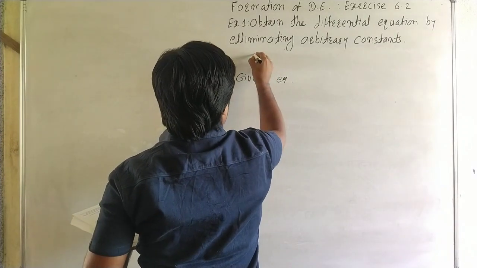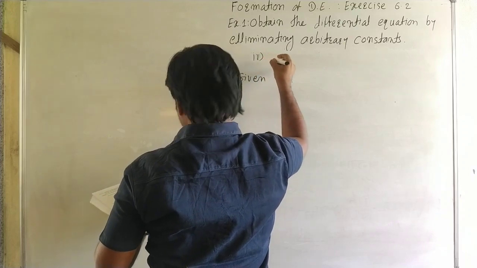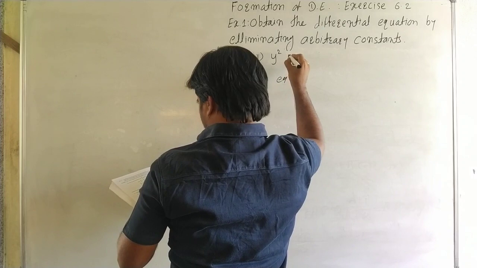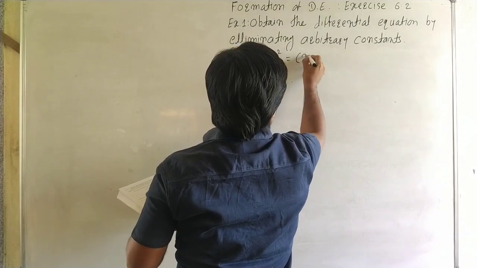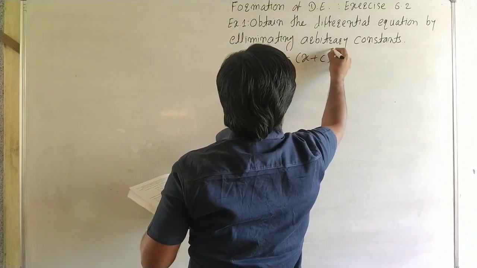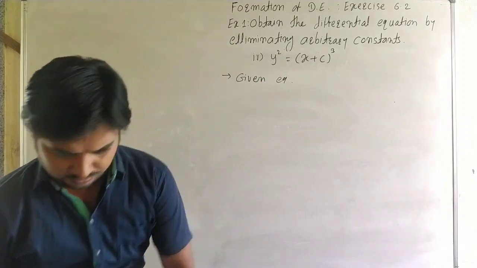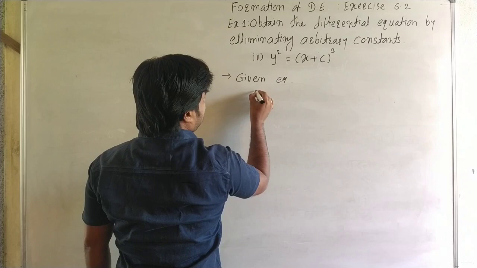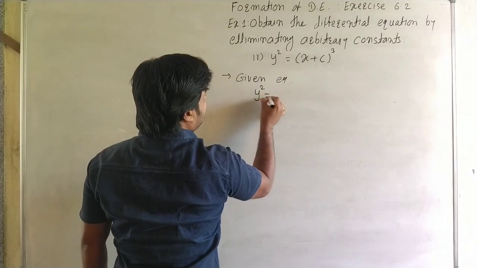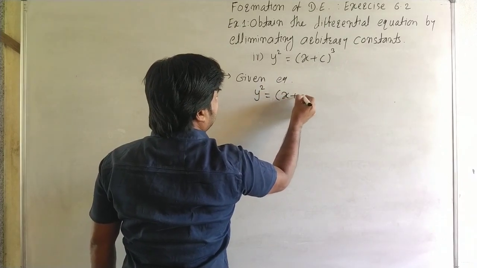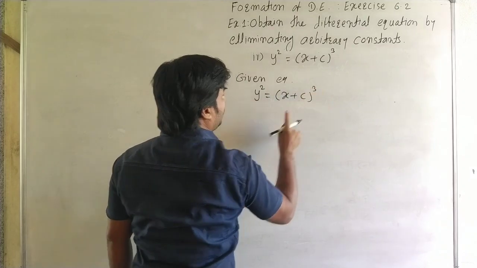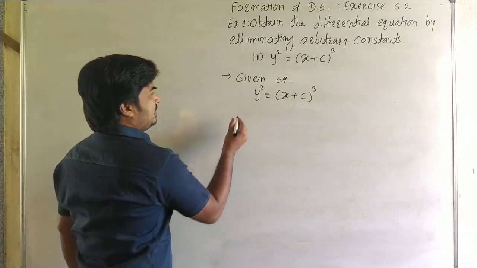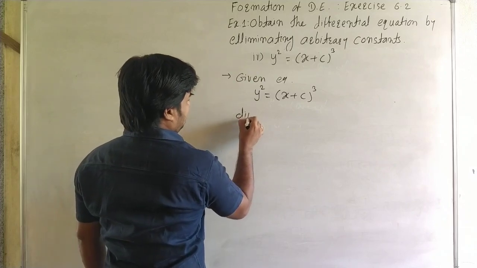Next, example number 4. y square is equal to (x plus c) cube. Here, the given equation is y square is equal to (x plus c) cube. Here there is only one arbitrary constant, that is c. Now differentiate with respect to x.